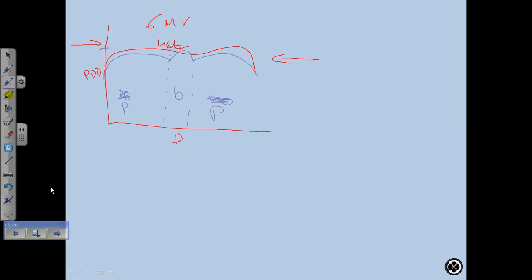Then they have another graph of a 24 MV beam, PDD and depth, and the first one is water, and water looks like this, and then bone. Dose perturbation plus attenuation. Okay. And then the bone looks something like this. So there's a much bigger effect at the high energies in bone.